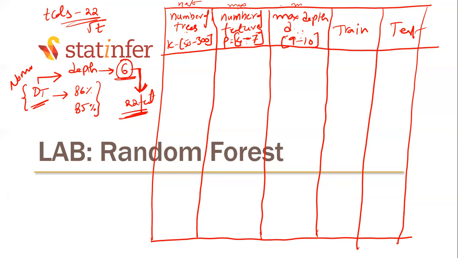Just put 5 numbers to avoid confusion. Don't put any other messages, kindly. What 5 numbers did I tell you? Number of trees, number of features, max depth, train and test accuracy. Number of trees is 20. Why such a number, Manas? What should the number of trees be? Tell me. What should be the number of trees?